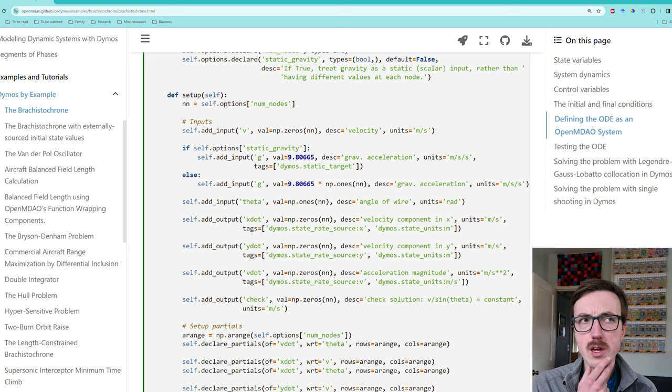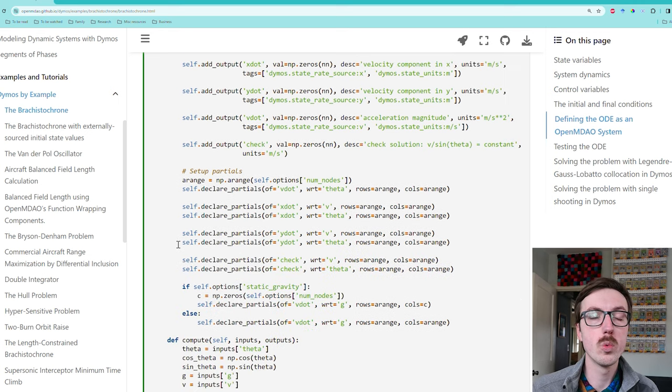Again, this part is really just telling OpenMDO, hey, this is the ODE that I have, and these are the inputs and outputs that I care about, and we know what they are based on how we define our states and controls. We then move on to declare some partials, which just means that we know that x dot depends on v, x dot depends on theta. When we define our compute partials later on, we'll need to have these declare partial statements done.